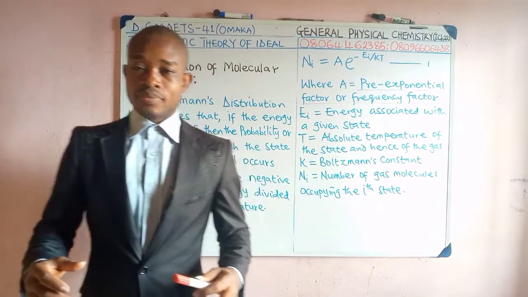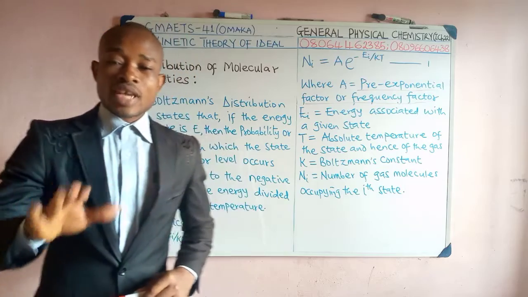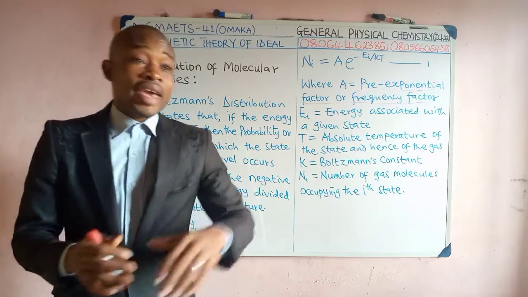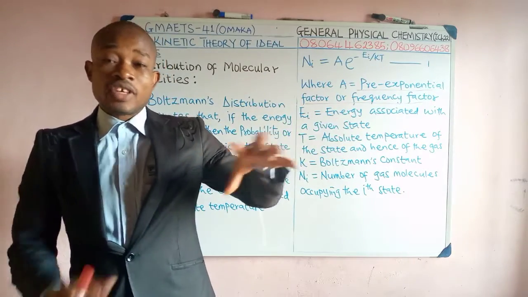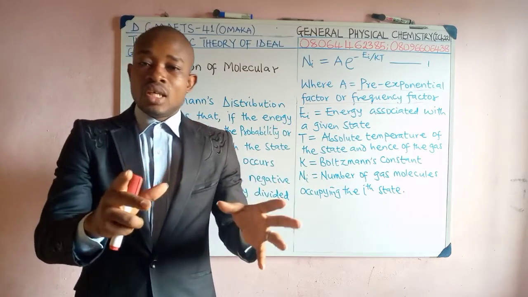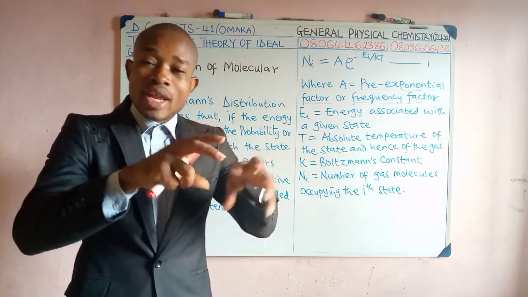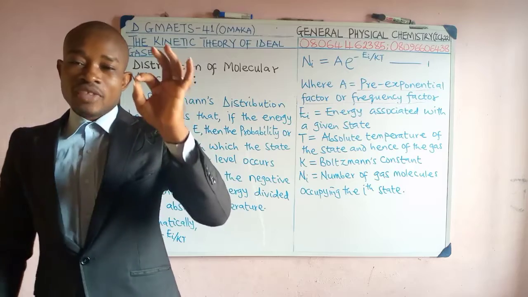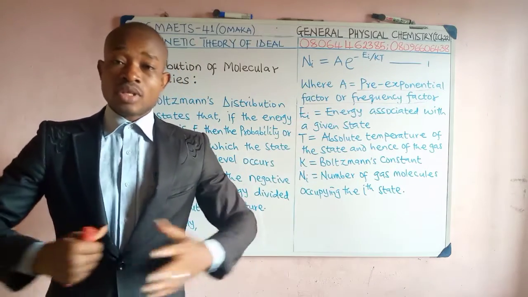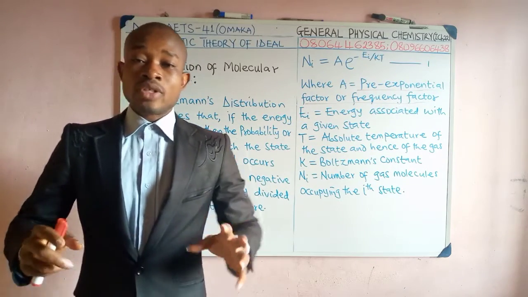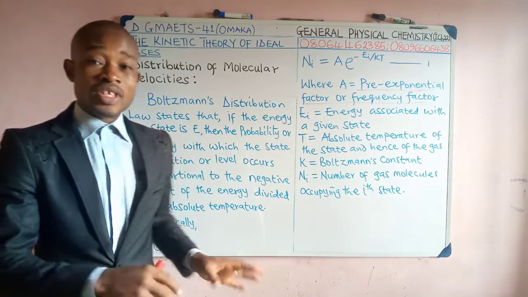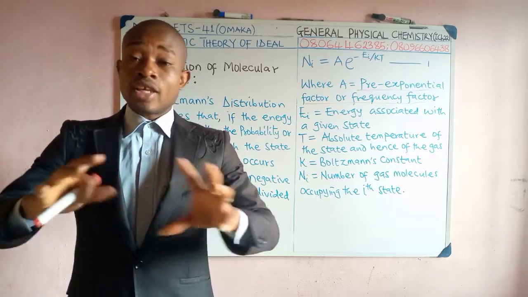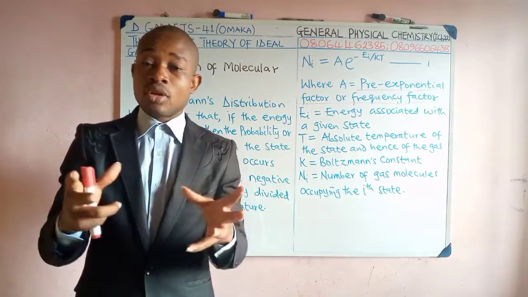Now that we've stated Boltzmann's distribution law, which simply tells us that if we say the energy of a given state should be E, then the probability that that state will exist, that condition will occur, is simply the negative exponent of that energy divided by what? The absolute temperature. In the next video, we're going to deduce certain things from this probability law. We're going to determine the fraction of molecules out of the total molecules of gases.